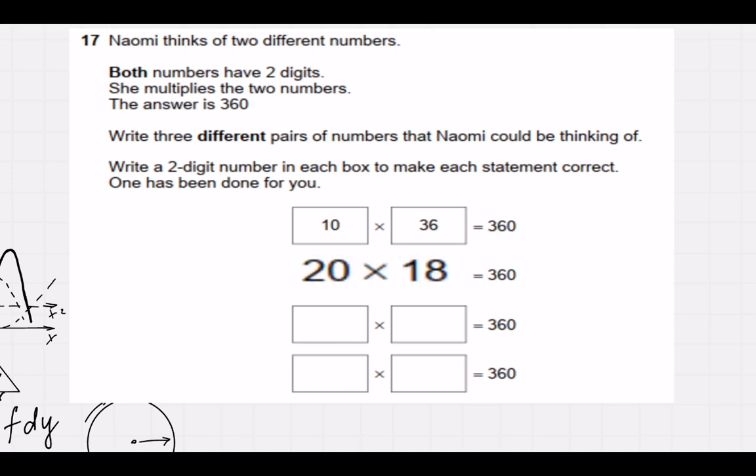For example, 2 times 18 is 36. Now I can put a 0, it will be 20 times 18. That's correct. What else? I also can say 12 times 3. 12 times 3 is 36. And if I put a 0, it will be 12 times 30, 360.